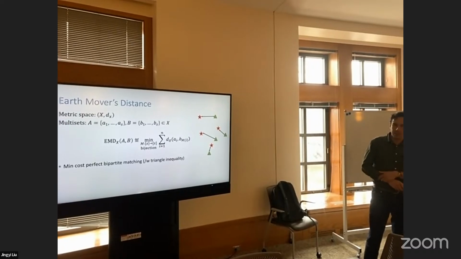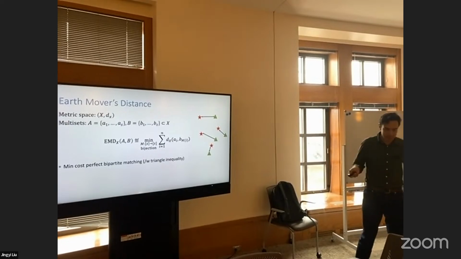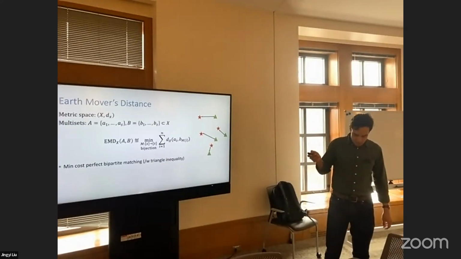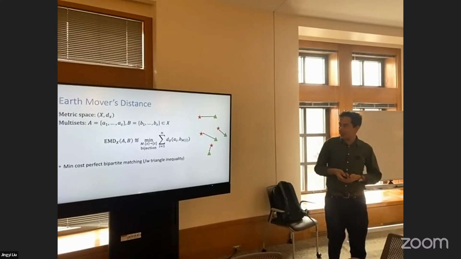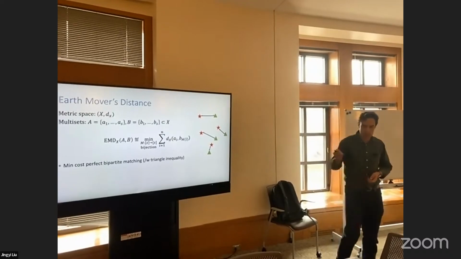So this is an object. Why do we study this metric? It's a little more complicated than most metrics. Well, it's a natural metric over sets of objects. And this actually ends up being very important for a lot of areas of computer science.